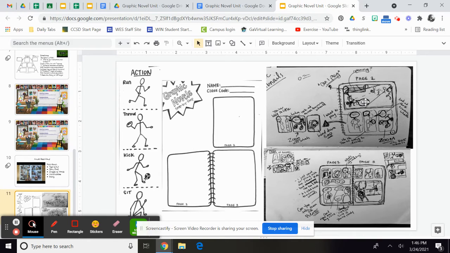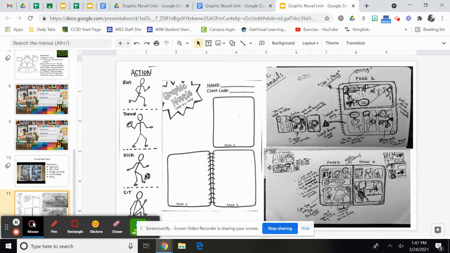So you have to start thinking about how you want to design each page, what your layout is going to look like, how many boxes, how many pictures do you want on each page. You've got to start thinking about your speech bubbles. Are the characters going to be talking to each other?